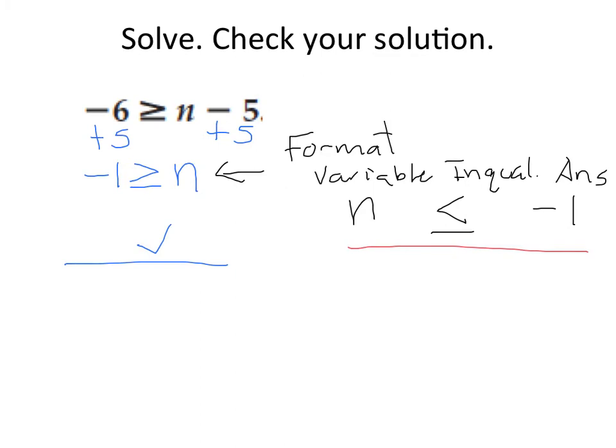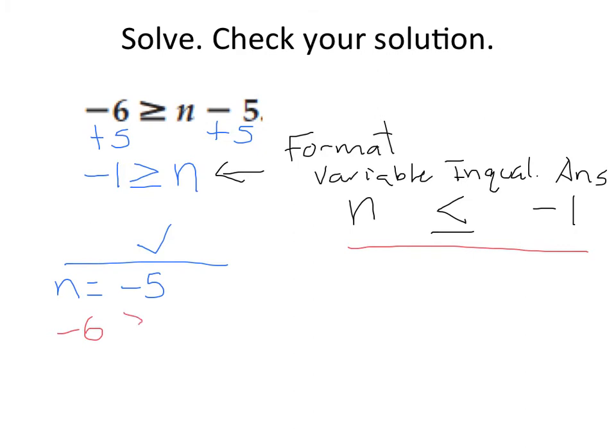Let's continue on to our second part. Check your solution. Once again, my answer says that n has to be less than or equal to negative 1. I need to pick an n that's less than negative 1. I am going to pick negative 5 because negative 5 is less than negative 1. I think it's easy to work with, and that's one of the reasons why I chose it.